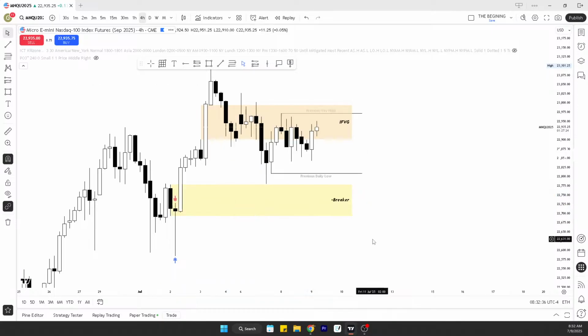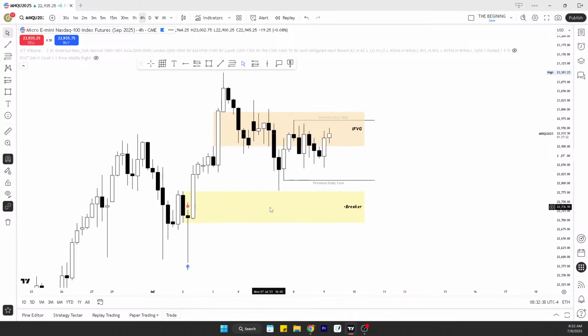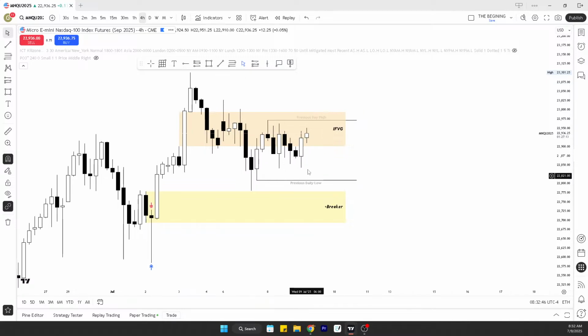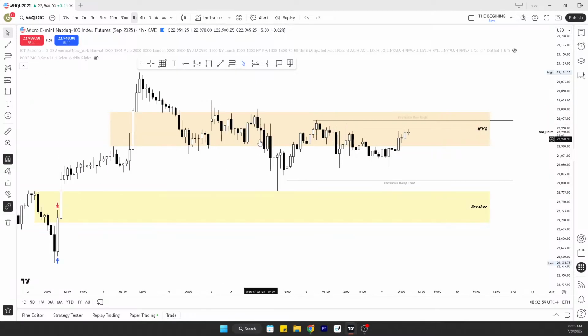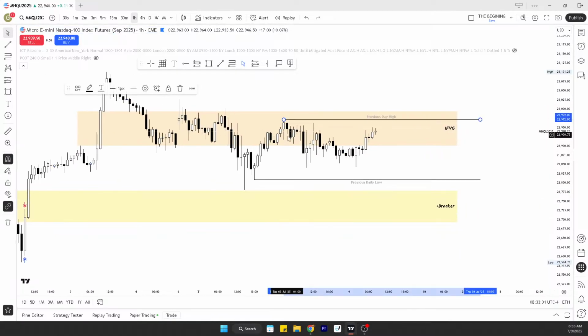So we got a breaker block right here. We got a fair value gap. So we're gonna be trading into this price action from this low to this high, and that's in this fair value gap and below this, tapping into this breaker block. So then we're gonna go to the hourly time frame and see what the hourly shows.